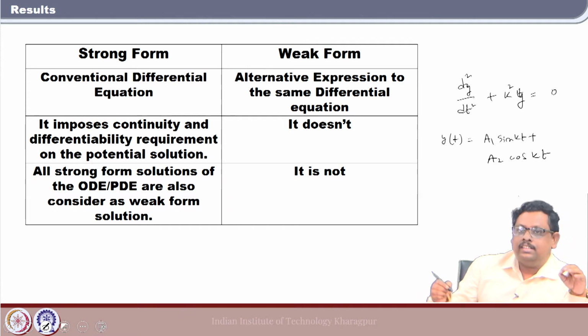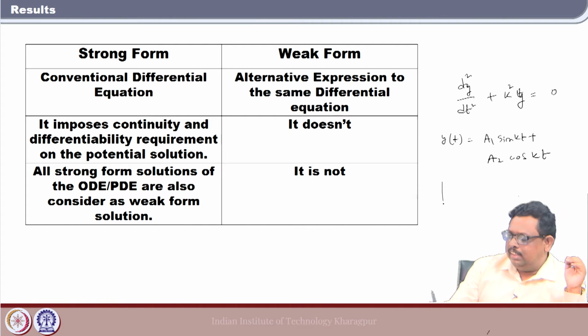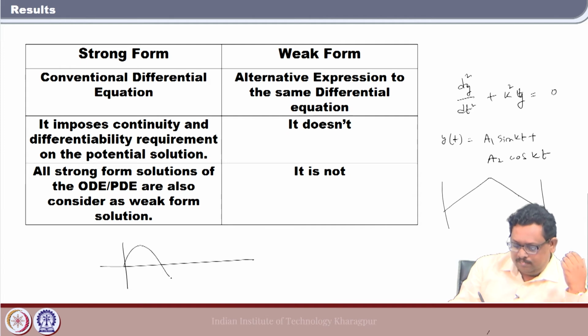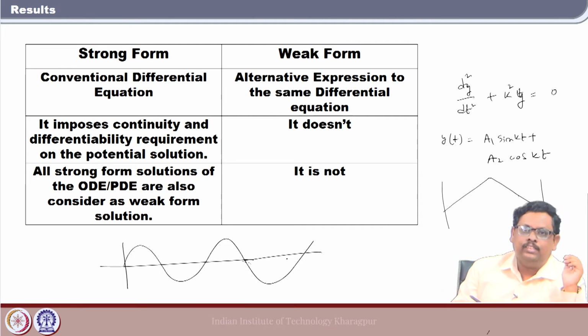Now, if you look at a string, realistically I can see this as my approximate solution. If you look at the sin k t or cos k t, you can see the actual solution is in this form, right. It satisfies all the conditions. Now, it is a strong form solution.